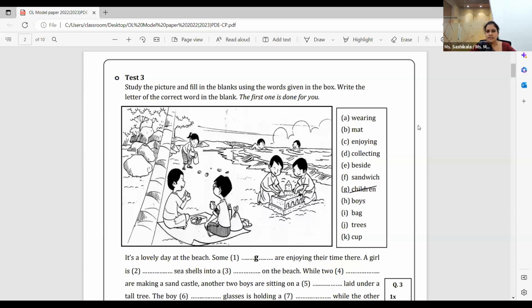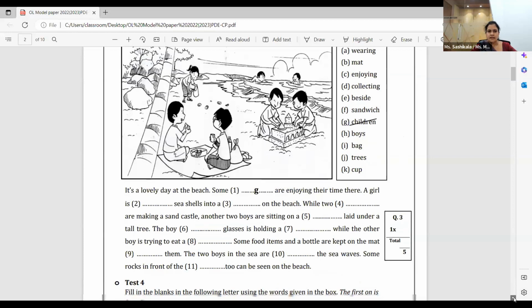Now let's see what are the words given in the list and whether you can understand the meaning of these words, right? The nouns given here are cup, trees, bag, boys, children, sandwich, mat. So those are the nouns, the things that you can see in the picture. They are singular and plural nouns, and you have to use these nouns in the blanks appropriately. And also there are some verbs like wearing, enjoying, collecting. The next word beside, I think that is a preposition that you have to use in the blank. Right. Now let's read the text given here.